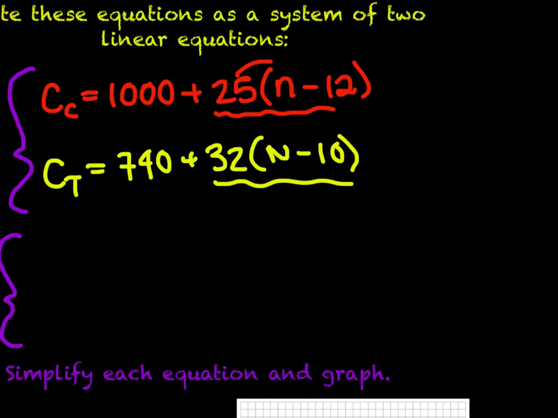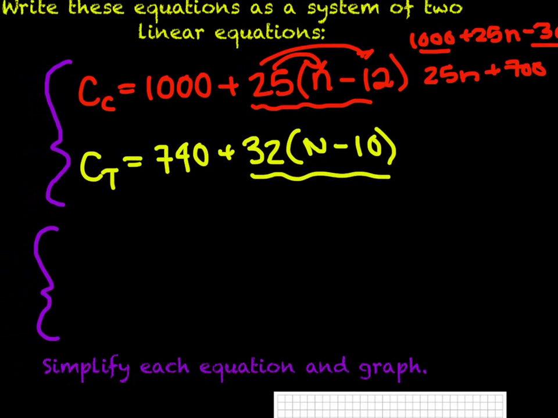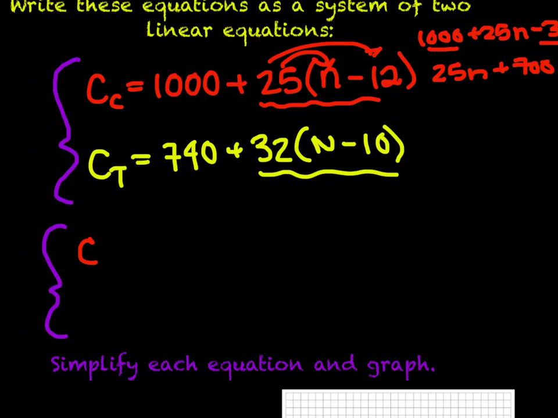So let's start off and do just that. We're going to do the distributive property for this first one, so we get 1,000 plus 25n minus 300, and then we're going to combine like terms, so then we'll get 25n plus 700 is our equation for c sub c. So I'm going to add that. C sub c is equal to 25 times n plus 700.